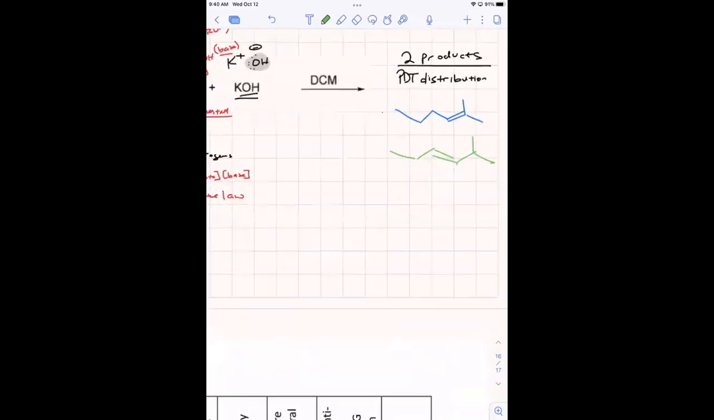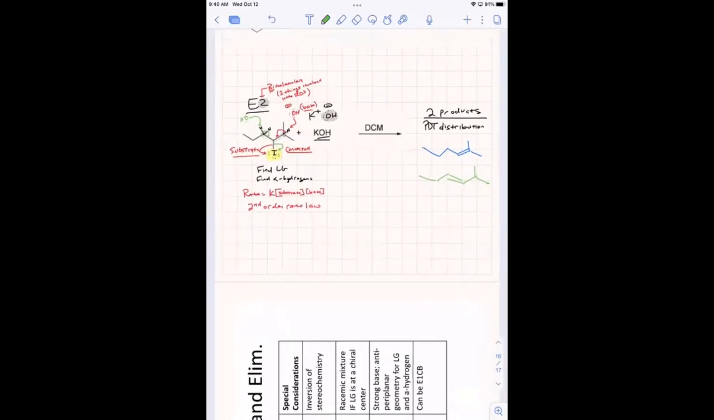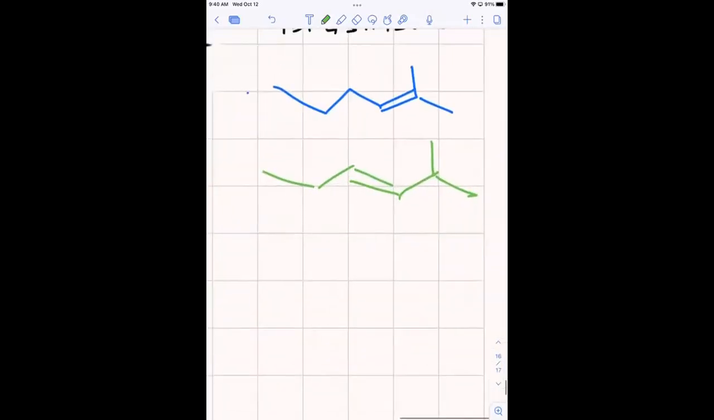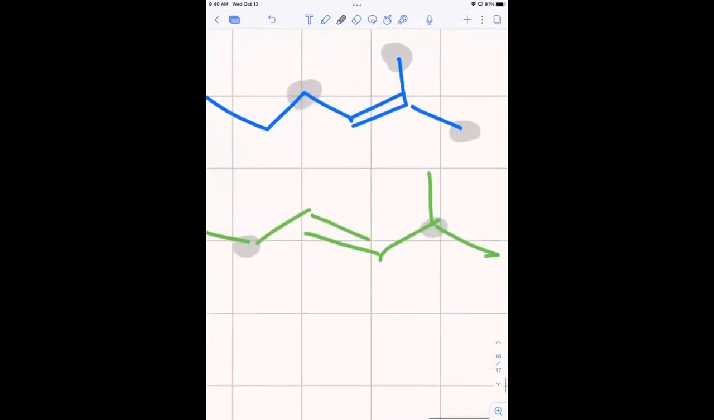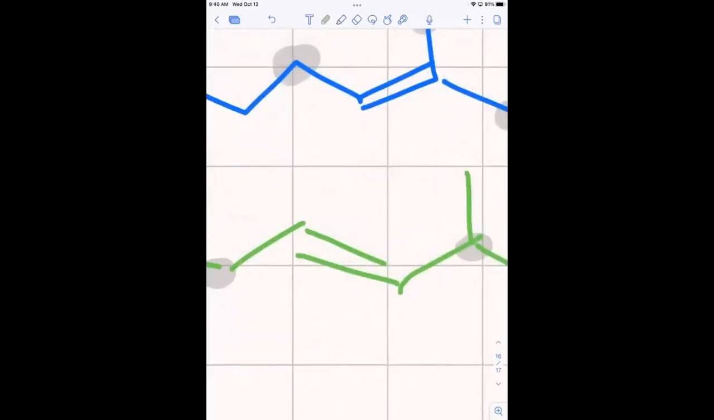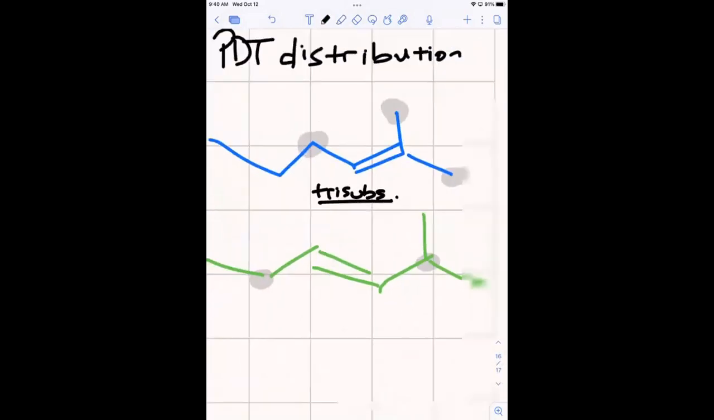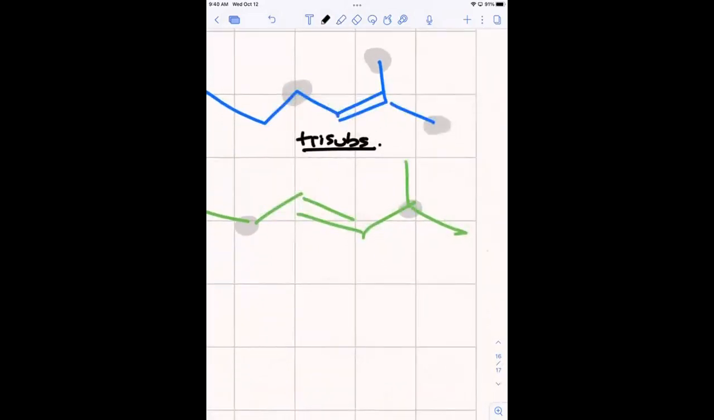So here's the question now. There's two questions. Then we're going to talk about the transition state and all that good stuff, just like we did for SN2. Over here, if we look at these two products, we can see that this double bond is what? Trisubstituted, mono, di, tetra. Let's talk about the blue one. Is that tri? Yes, it's trisubstituted. Good. And then down here, what about the green one? Disubstituted.